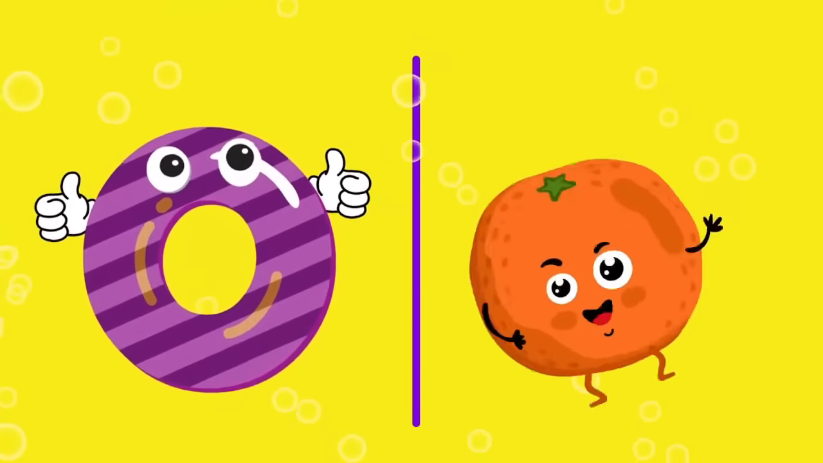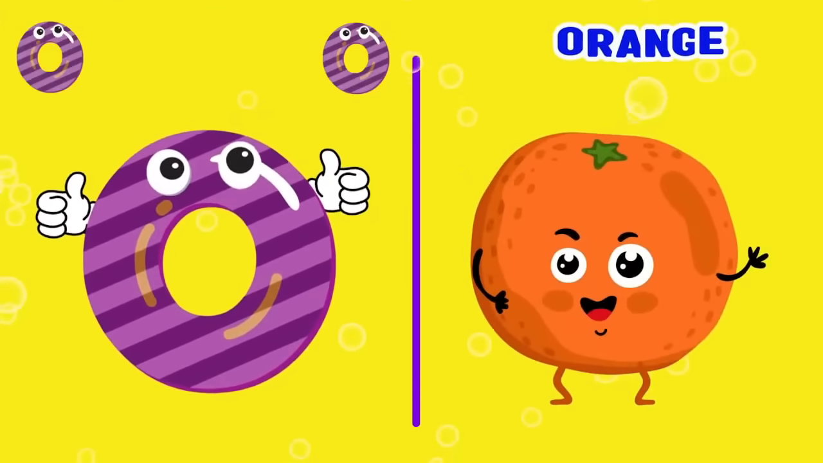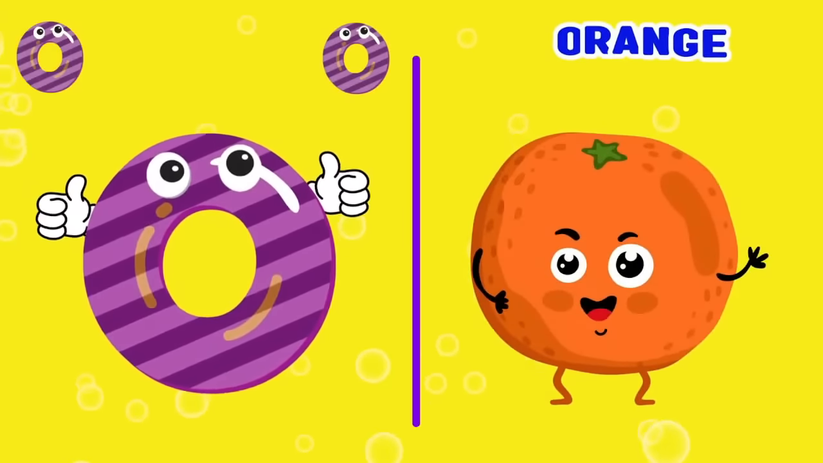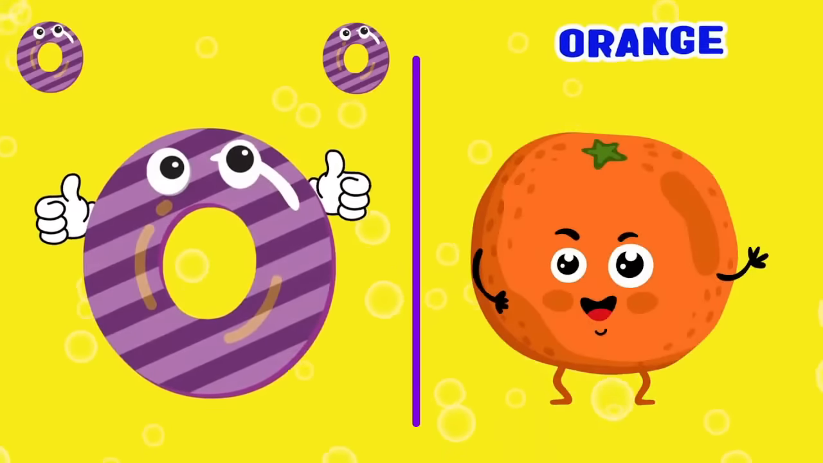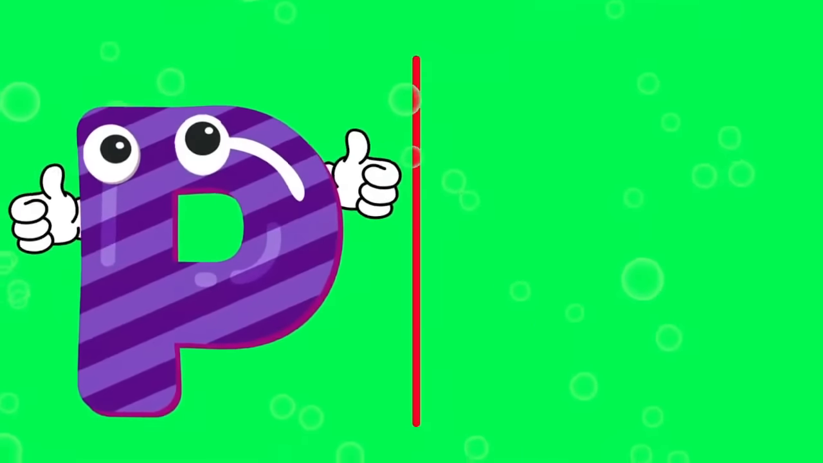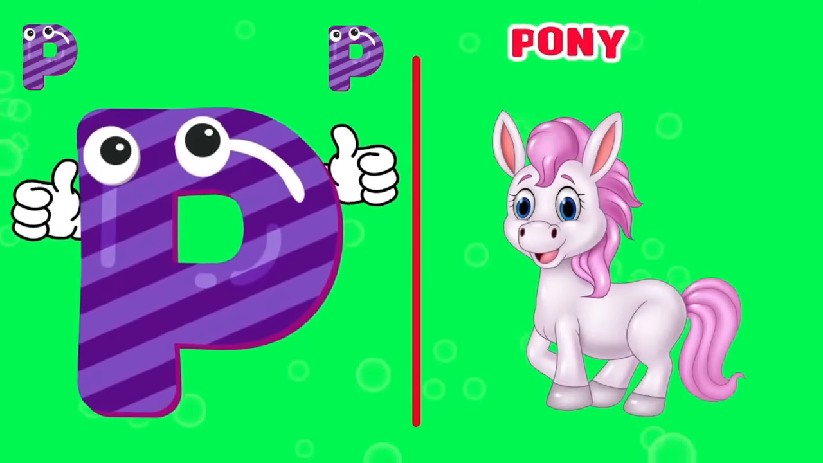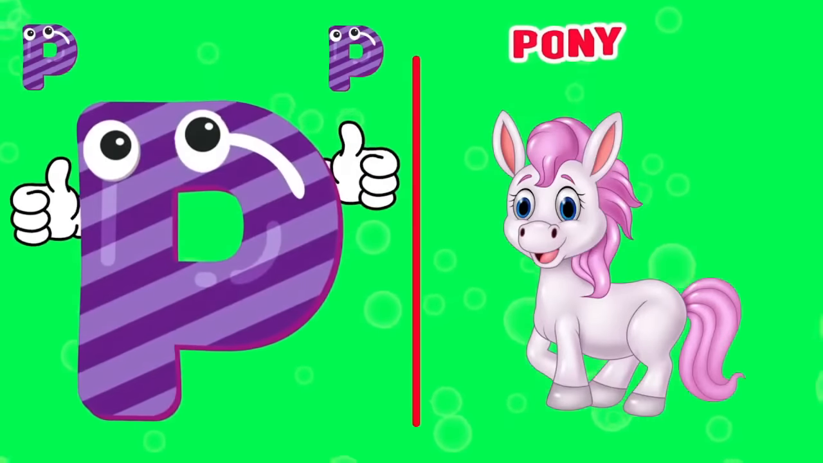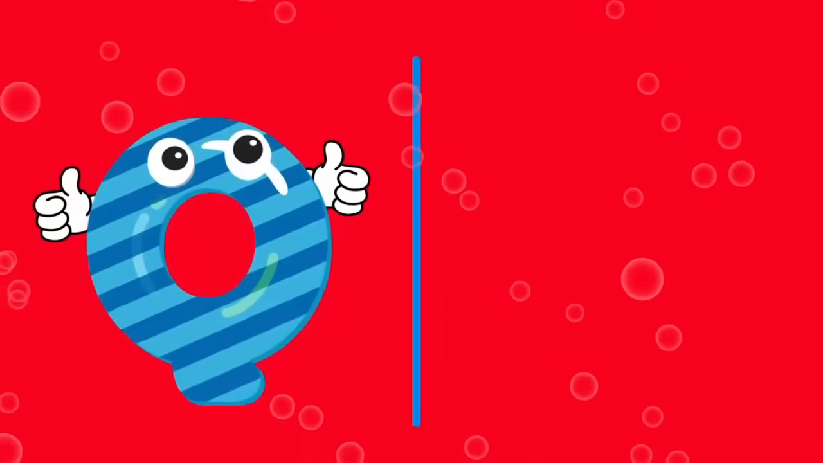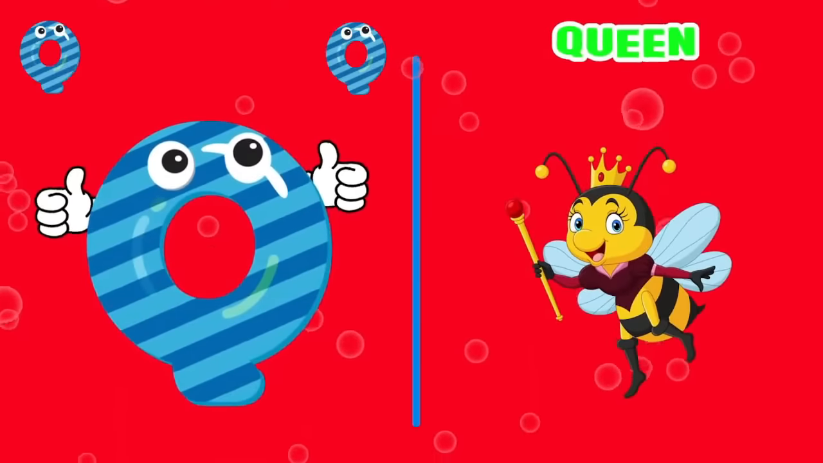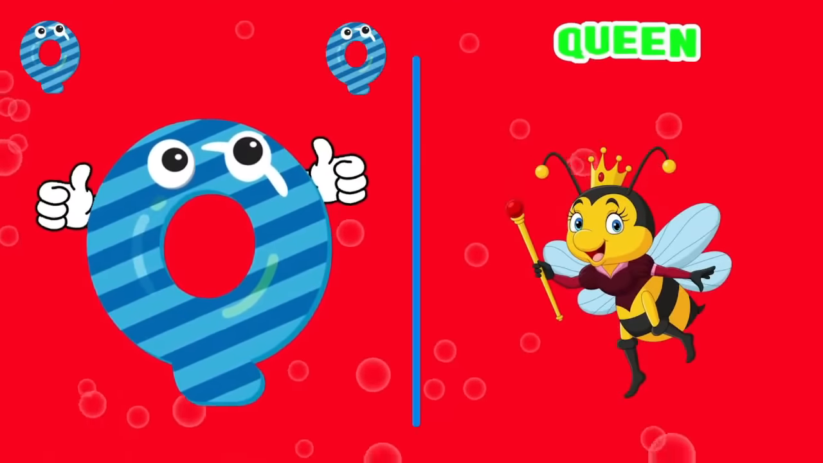O is for orange. O, o, orange, o, orange. P is for pony. P, p, pony, p, pony. Q is for queen. Qu, qu, queen.